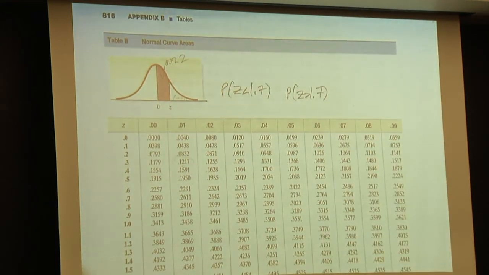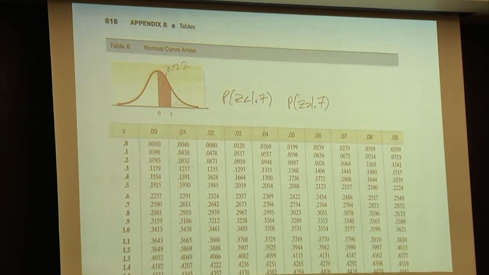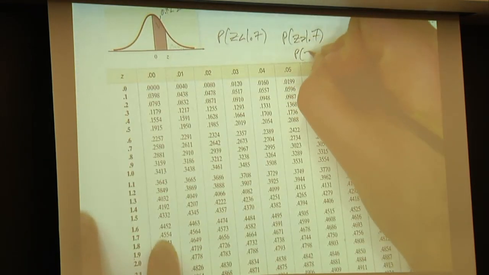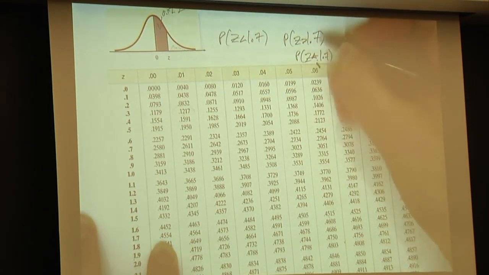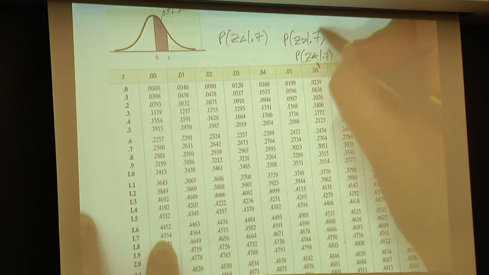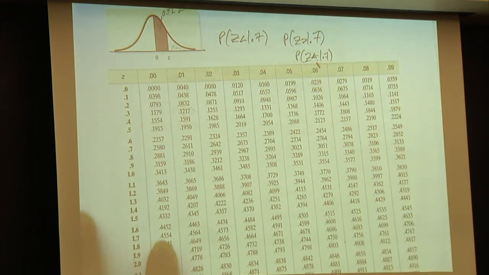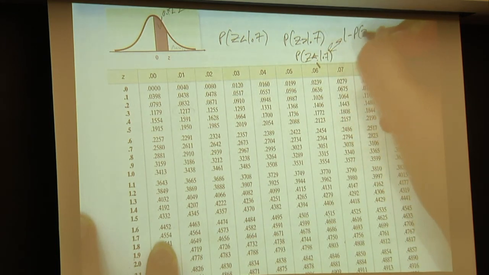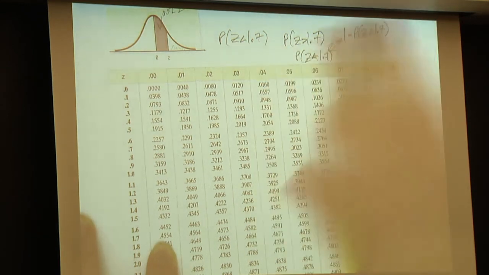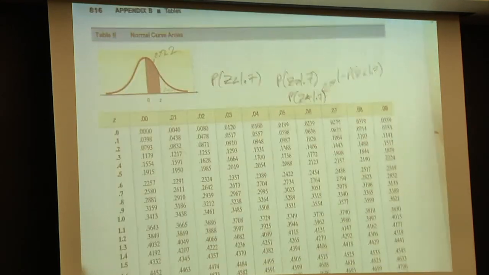Unless you have options. You could look at the probability of z being less than negative 1.7, which will give you the same answer as if you find the probability of z being less than 1.7 and subtract it from 1. Those will be the same. This is equivalent to 1 minus the probability of z being less than 1.7. Those are equivalent, okay?